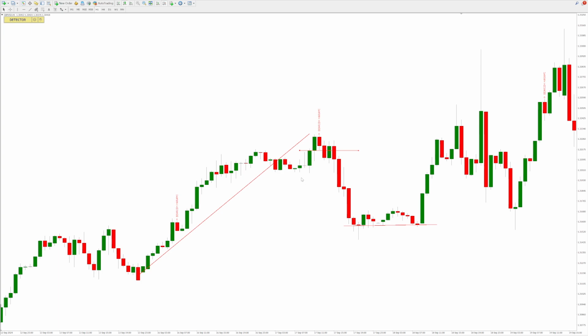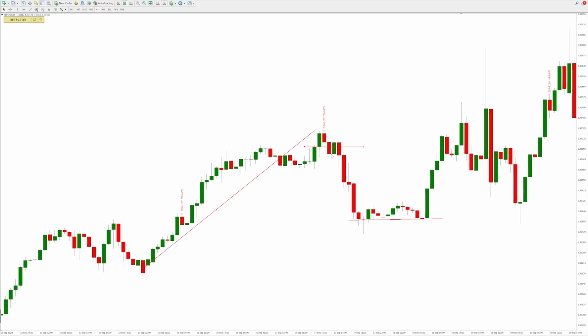I personally prefer to trade with the trend. So I would perhaps look for a bullish Harami during this uptrend and look to take that as an entry into the trend. Okay, there's another bearish Harami I've marked off here.